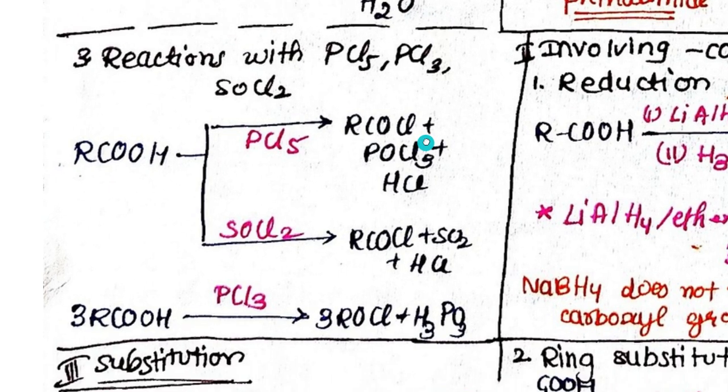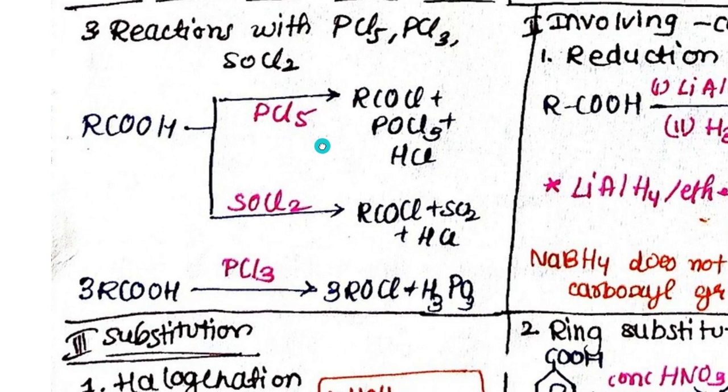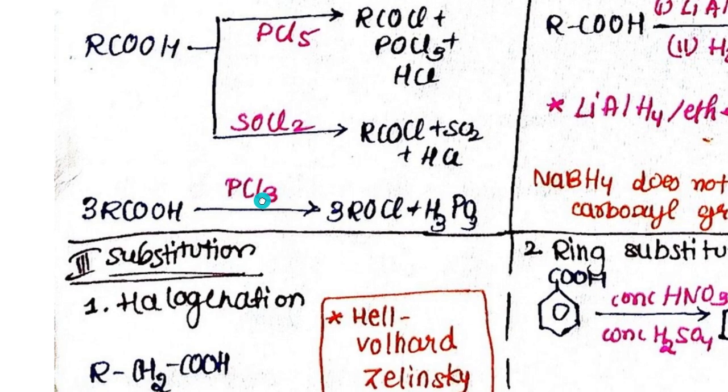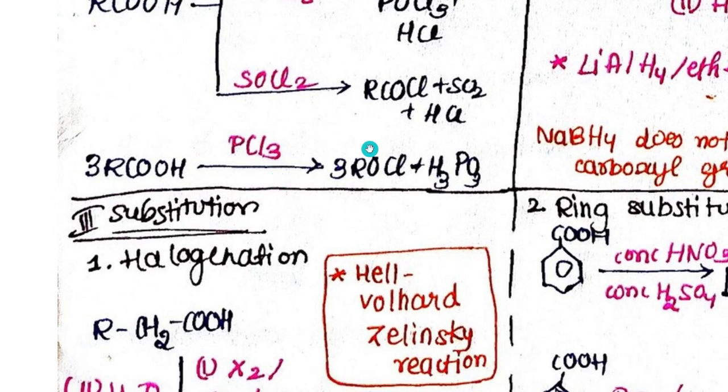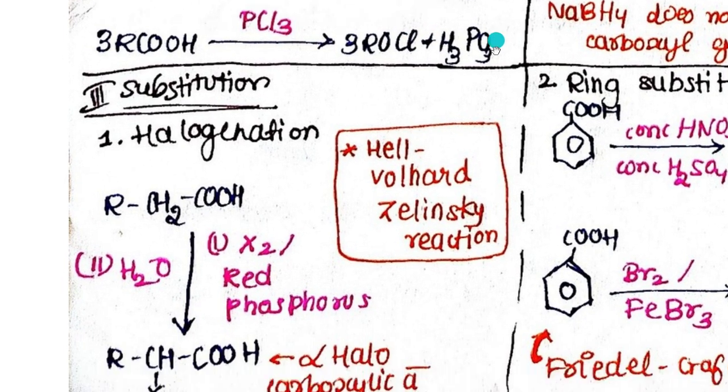Reactions with PCl5, PCl3, SOCl2. So RCOOH on reaction with SOCl2, and PCl5 and PCl3. First having a look at PCl5: RCOCl plus POCl3 plus HCl are formed. Reaction with SOCl2, we get RCOCl again plus SO2 plus HCl. While 3 moles of RCOOH reacting with PCl3, we get 3 moles of RCOCl plus H3PO3.